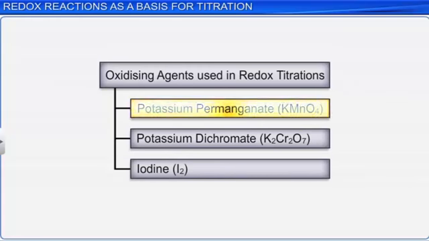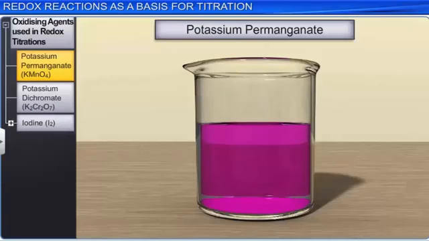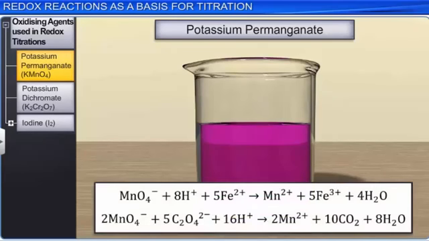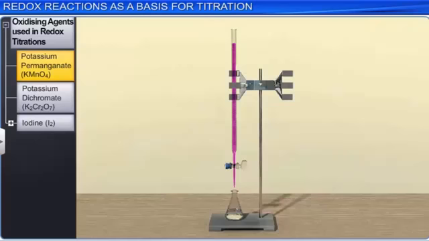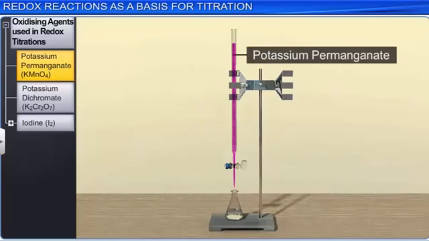Potassium permanganate is a dark purple-colored liquid and a versatile and strong oxidizing agent used in the estimation of many reducing agents such as iron +2 ions, oxalate ions, etc. Indicators are not used in these titrations as potassium permanganate acts as a self-indicator.